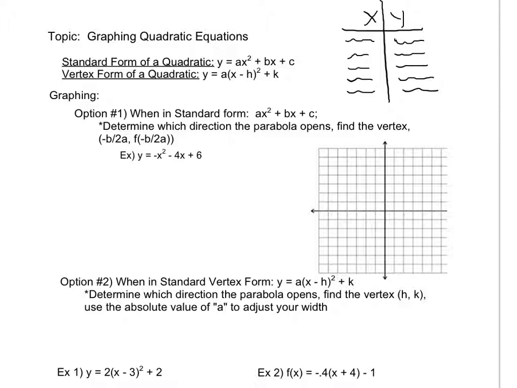So far we've been looking at standard form of a quadratic equation. So let's first talk about graphing in standard form. The first thing we're going to do is determine the direction our parabola opens, and then we're going to find our vertex. I wrote down our vertex formula here.